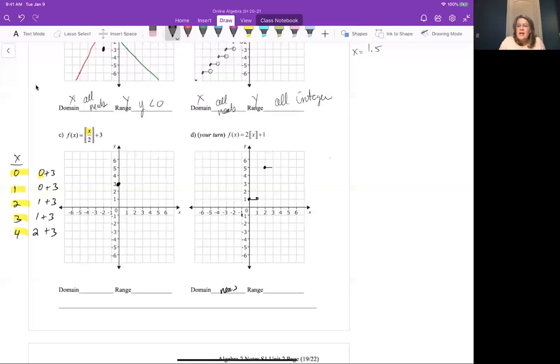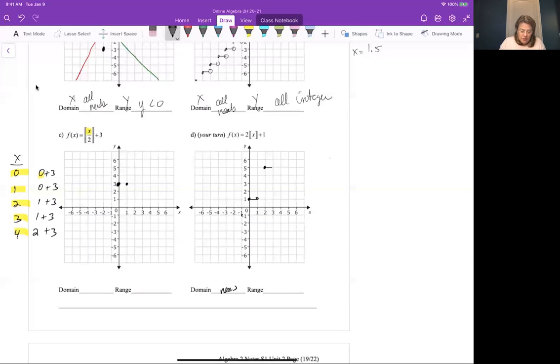Well, what about when x is 1? If x is 1, I get 1 divided by 2. That's a fraction. I can't have a fraction as an output of a greatest integer value. I have to move left on the number line. So a half, I'm at a half, I've got to move to the left, and that's 0. I come to my first integer to the left, and that is 0. And I take 0 plus 3 again, and I get 3 again.